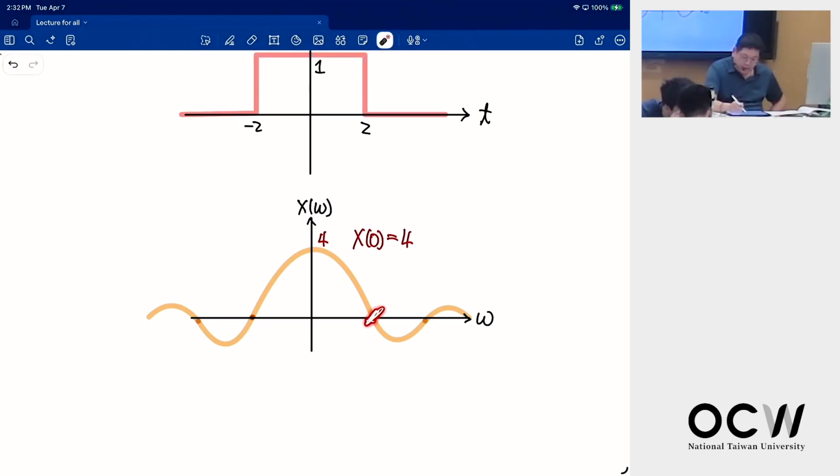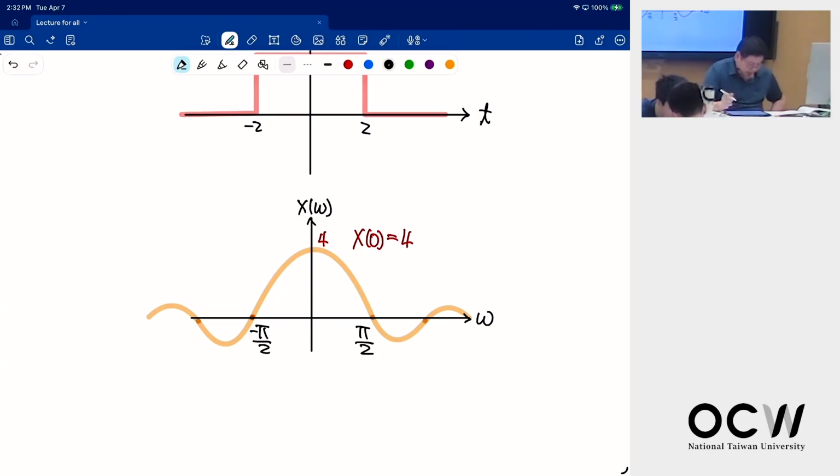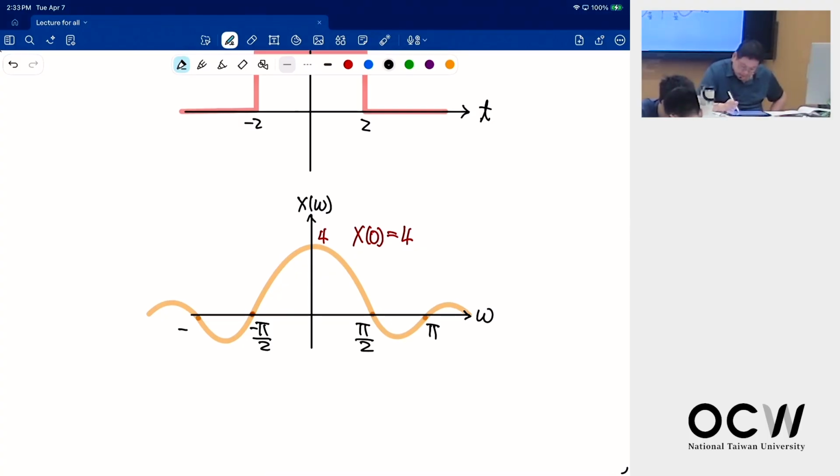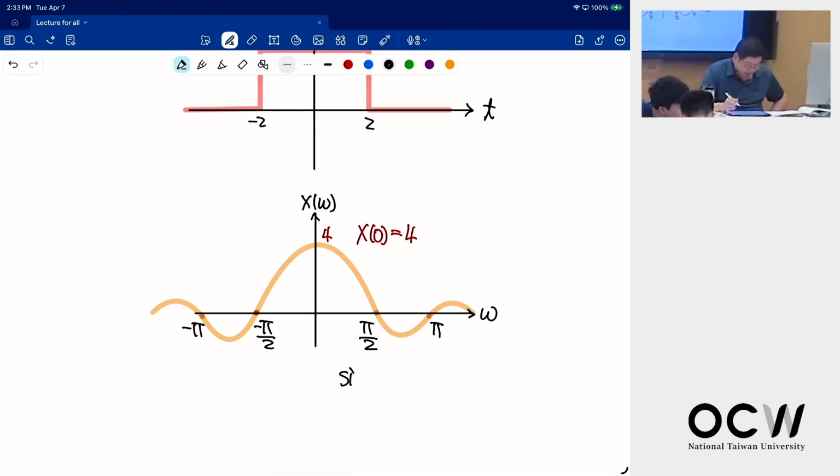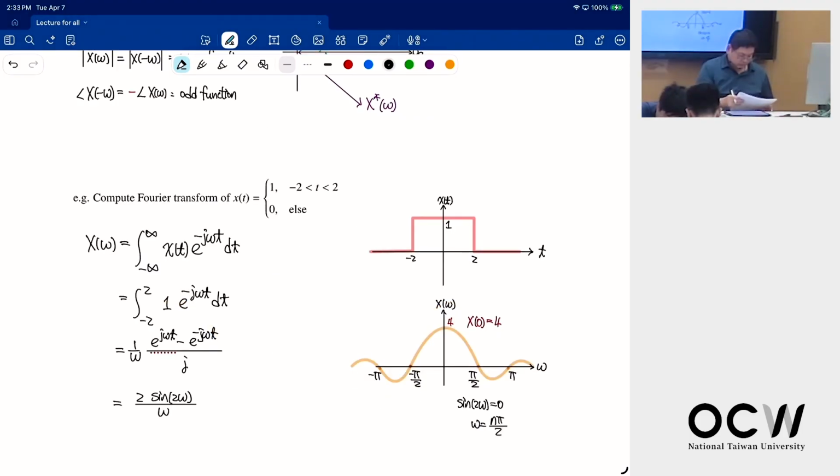And we get 0 when omega equals pi over 2, minus pi over 2, and then the next ones are pi and minus pi, because we need x of omega equal to 0. So sine 2 omega equals 0, and your omega should be m pi over 2. So now, for a rectangular pulse, the Fourier transform is a sinc function.